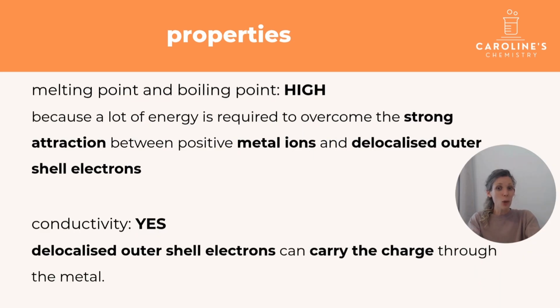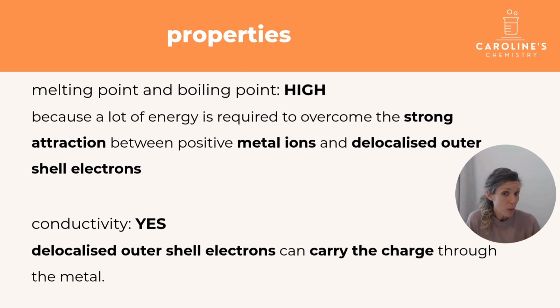Now, let's talk about properties. So the melting and boiling points we would describe generally for metals as high. There is one exception to the rule, really. So most metals are solids, hence a high melting and boiling point. The exception is mercury, which is liquid at room temperature. So that does have a lower melting and boiling point than expected for a metal.